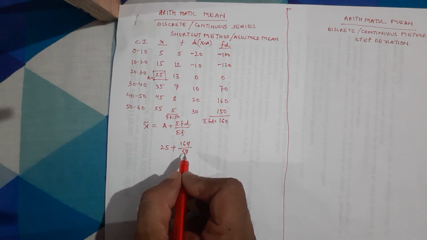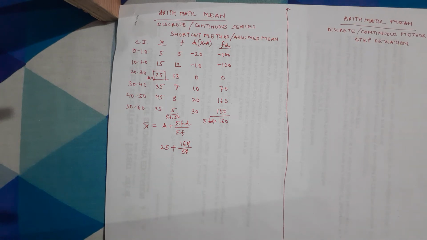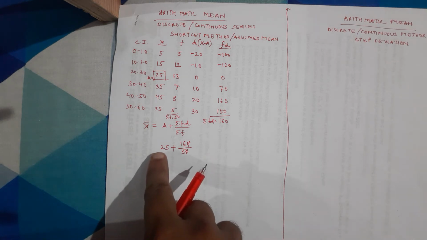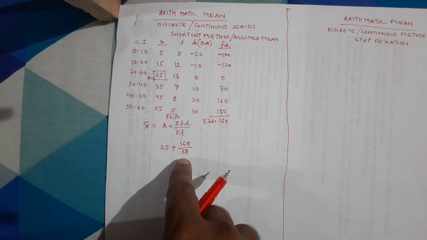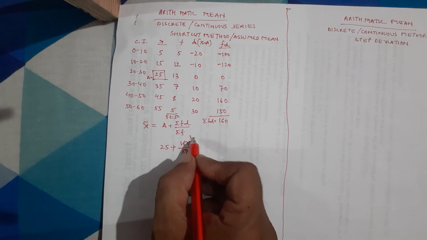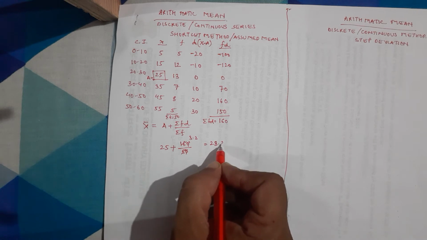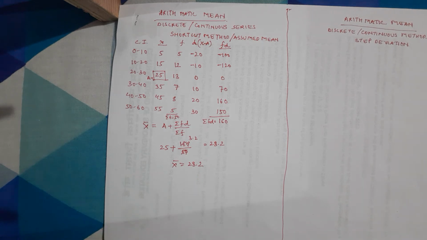Since the BODMAS rule will be followed, first we will do division. That is to be taken care of, because many times students first add and directly cut. Either you can take the LCM or first you can divide. Understood? So 16 upon 5 is 3.2. 25 plus 3.2 is 28.2. So our x bar is 28.2. So by the shortcut method we have calculated the mean, which is coming 28.2.